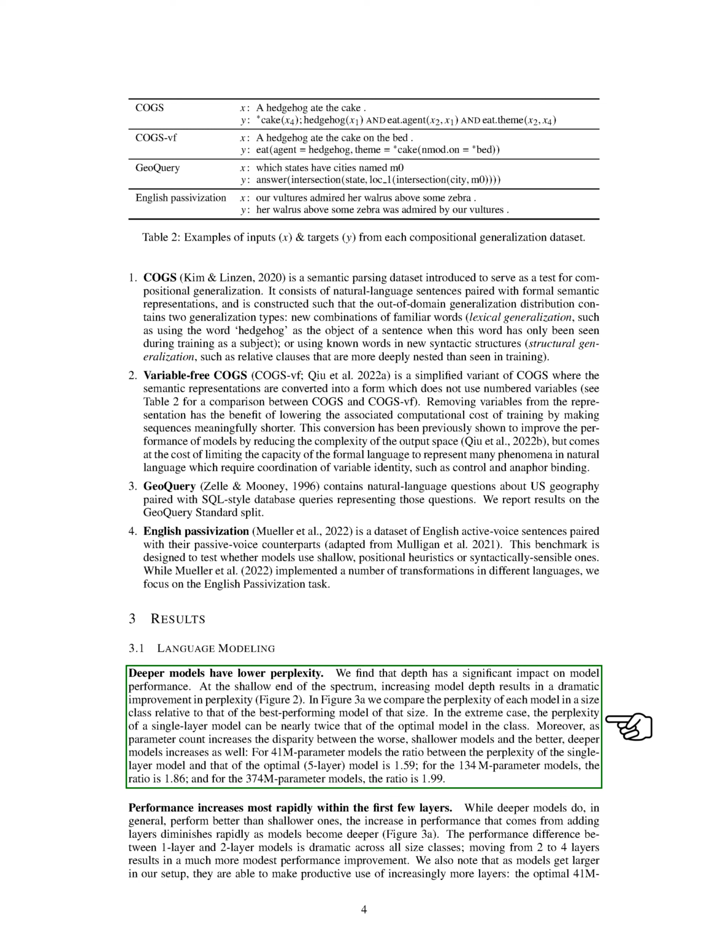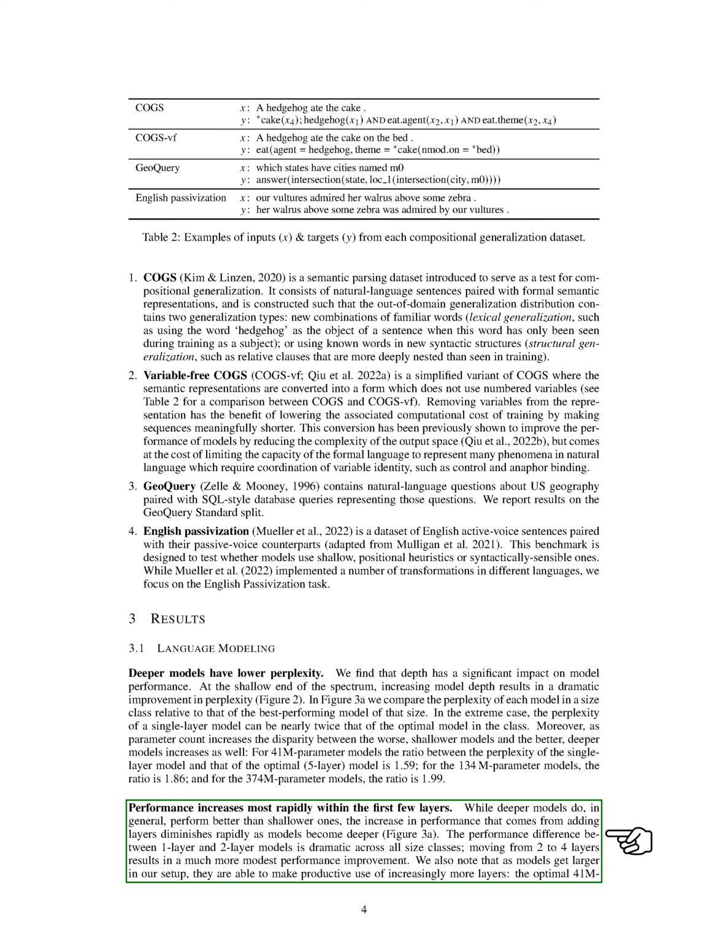At the shallow end of the spectrum, increasing model depth results in a dramatic improvement in perplexity. In the extreme case, the perplexity of a single-layer model can be nearly twice that of the optimal model in the class. Moreover, as the number of parameters increases, the disparity between the worse, shallower models and the better, deeper models also increases. While deeper models generally perform better than shallower ones, the increase in performance that comes from adding layers diminishes rapidly as models become deeper.